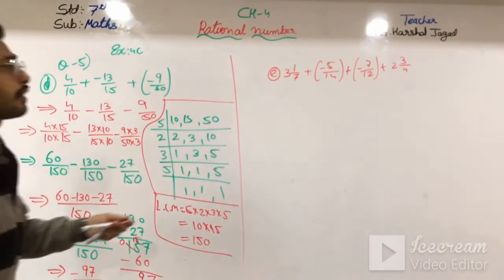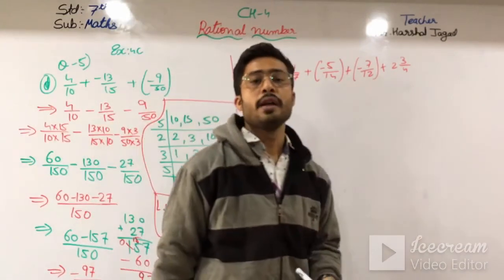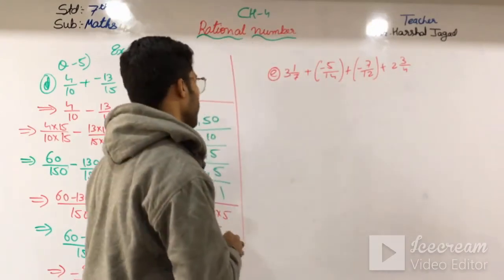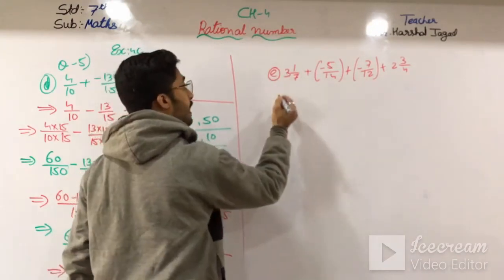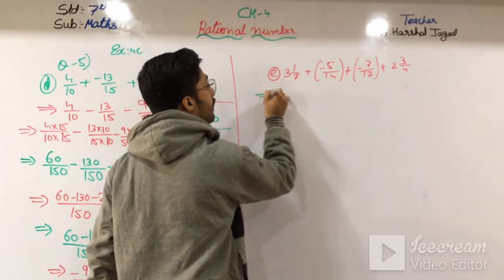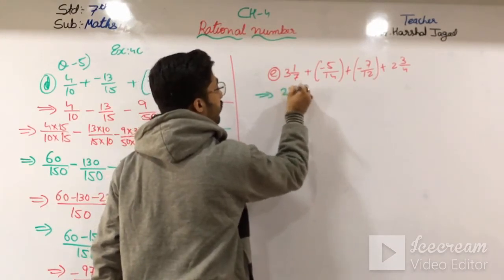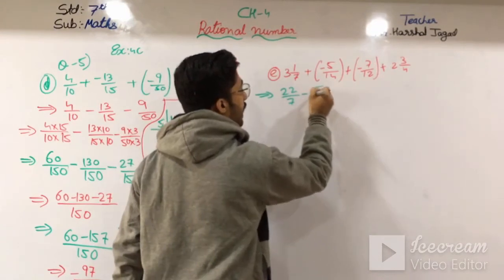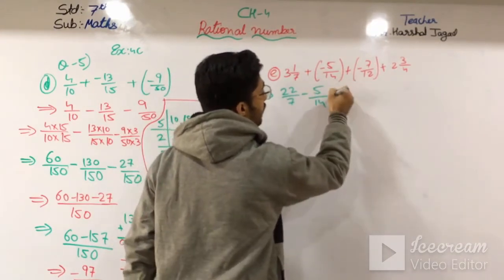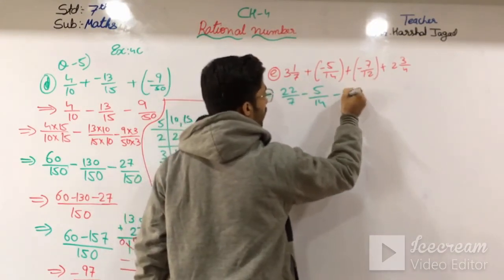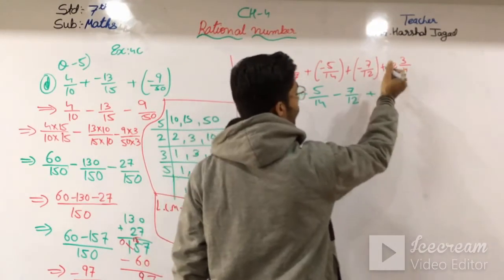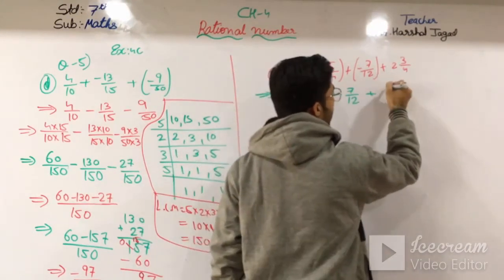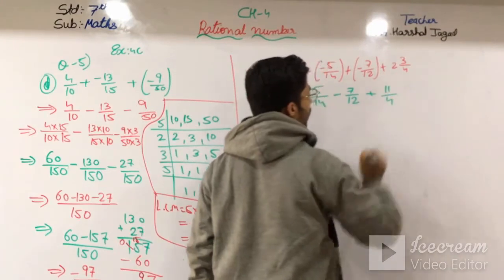First of all we have to convert this mixed fraction into an improper fraction. For that, 7 3s are 21, 21 plus 1, that is 22 upon 7. Here plus minus 5 by 14, plus minus 7 by 12. And then 4 2s are 8, 8 plus 3, that is 11 by 4.